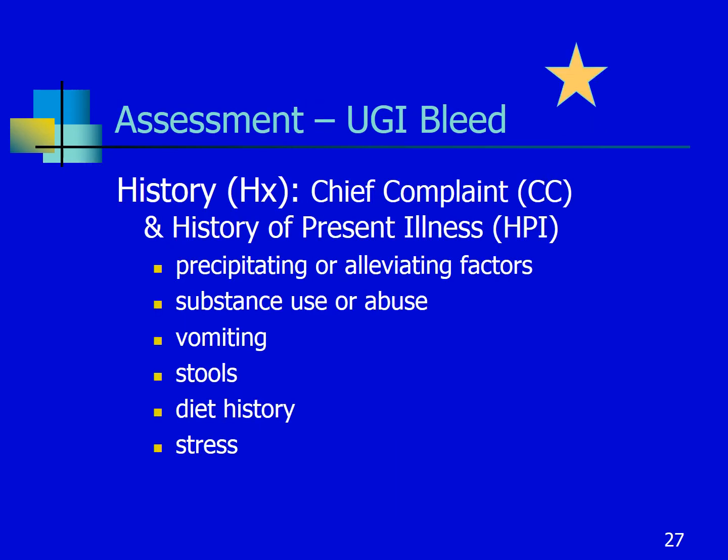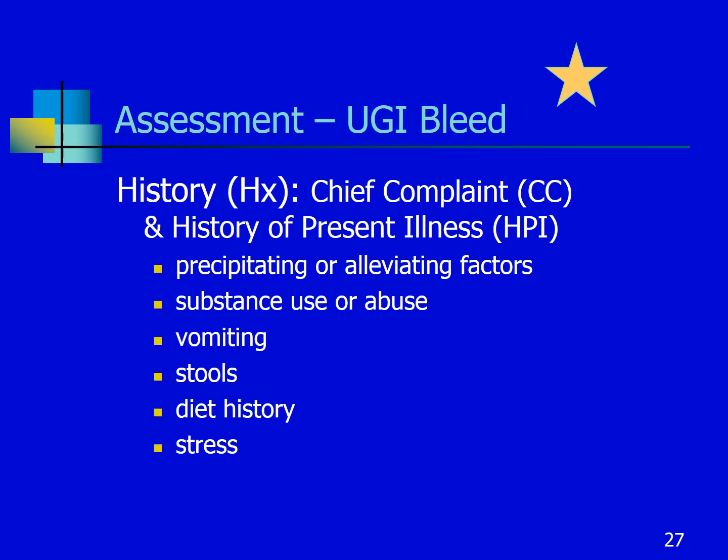Next slide. So we need to ask about their history, right? Pretty much you want to find out any precipitating or alleviating factors, any use of substances and abuse, vomiting, stool, upper GI bleed. Usually the stool will be tarry, not bright blood, because it's gone through the digestive system and therefore it's darker. The diet history and stress in their life.